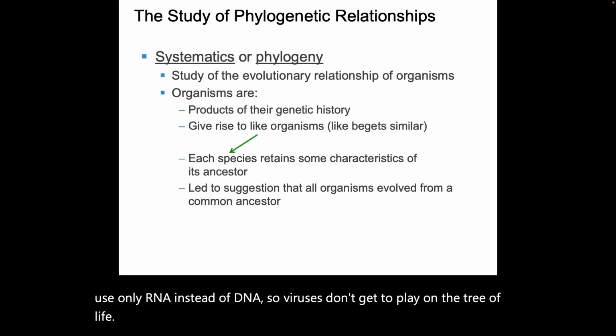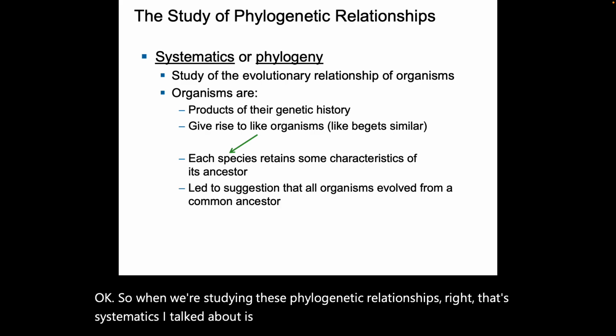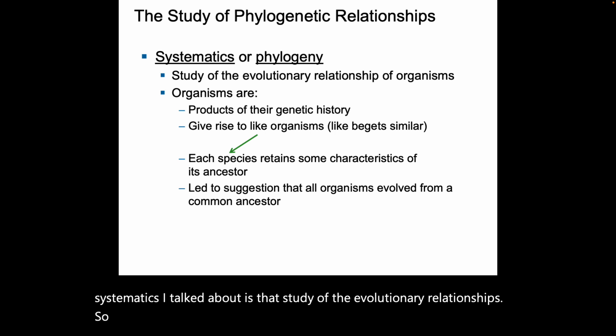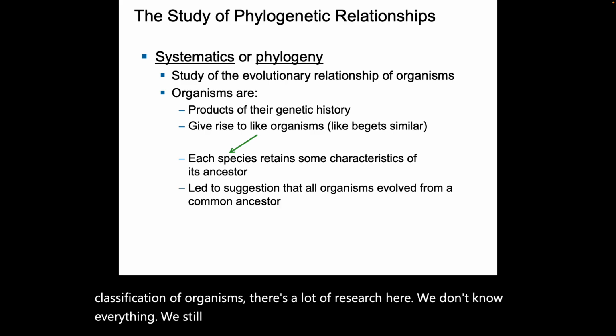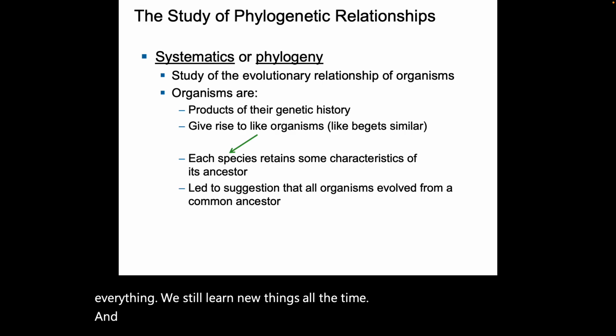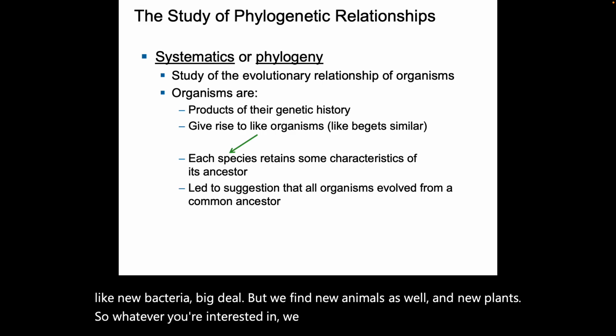Okay, so when we're studying these phylogenetic relationships, right, that systematics I talked about, that study of the evolutionary relationships. So again, for people who are interested in evolution and interested in classification of organisms, there's a lot of research here. We don't know everything. We still learn new things all the time. And believe it or not, we still find a lot of new species. And you might be like, well, yeah, new bacteria, big deal. But we find new animals as well and new plants. So whatever you're interested in, we do find new ones all the time.